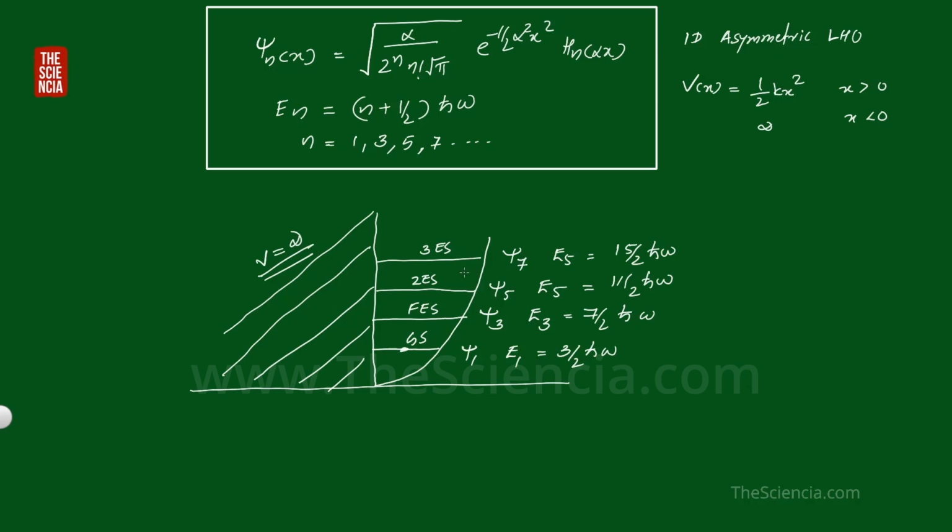Sometimes in a question they will represent this as ground state psi 1, and this is psi 2, this is psi 3, and this is psi 4. So if it is specified as a 1D asymmetric LHO, then it means the states are psi 1, psi 3, psi 5, and psi 7.